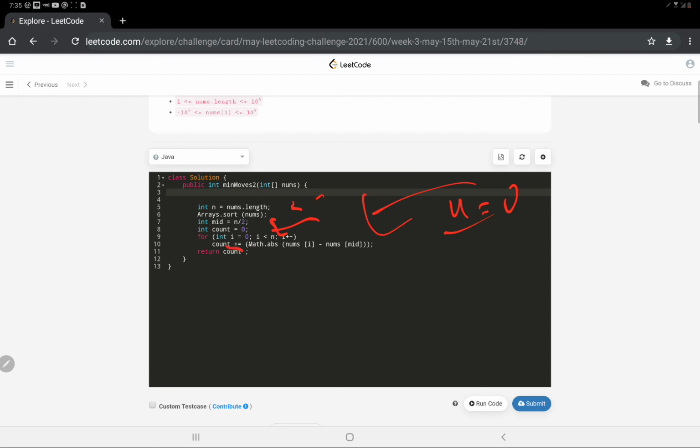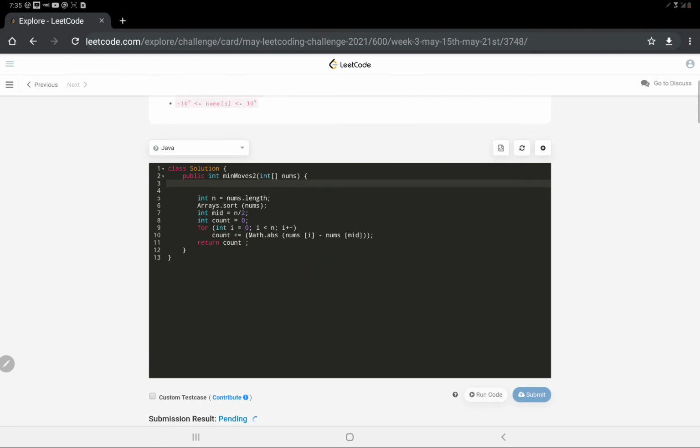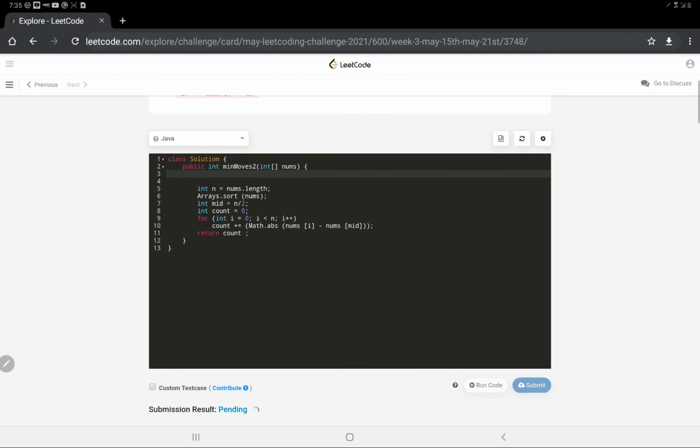I'm just incrementing it with the difference. For every number i, I subtract the mid, because mid minus mid would obviously always be 0, while the rest of the numbers would be incremented, and the absolute value is taken to convert the negative values into positive ones. Alright, so I hope the approach is clear, the code as well. Now let's try to submit it and see. So yeah, as you can see, it's accepted.